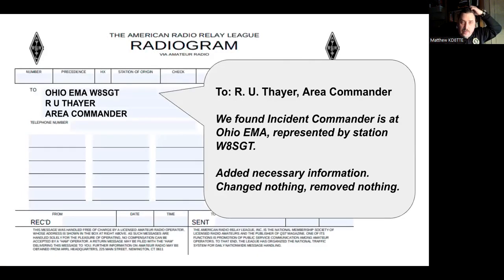Okay, so fair enough. We pick up whatever that information is, and now we just put that into the appropriate place of the radiogram. We know because of our incident action plan, for example, that Mr. Thayer is at the Ohio EMA station W8SGT. And so we can take that information and add it so that when we have the radio message, we are directing it to Ohio EMA W8SGT RU Thayer Incident Commander.